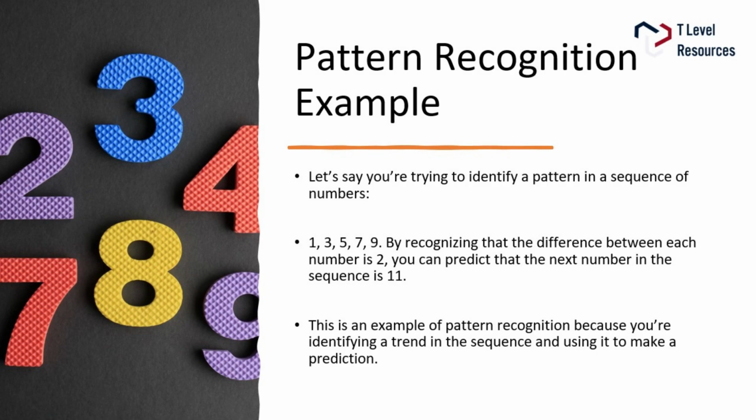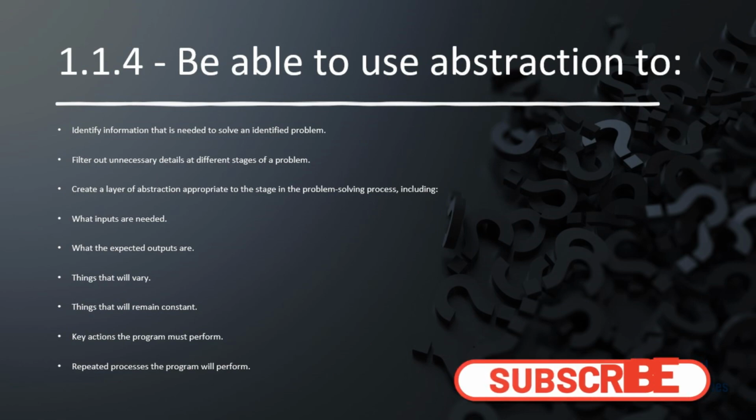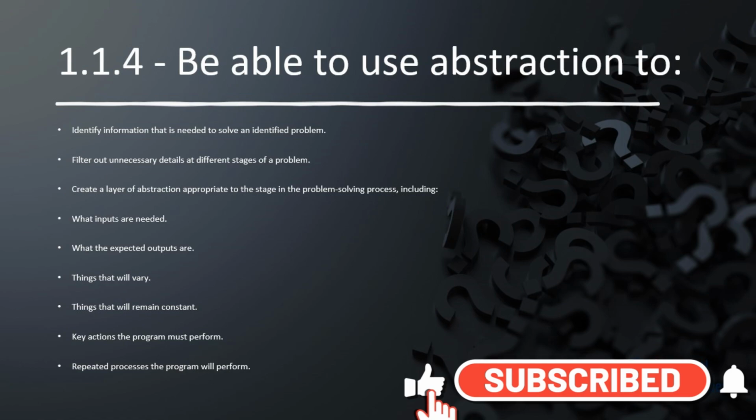Pattern recognition example. Let's say you're trying to identify a pattern in a sequence of numbers. The numbers could be 1, 3, 5, 7, and 9. By recognizing that the difference between each number is 2, you can predict that the next number in the sequence is 11. This is an example of pattern recognition because you're identifying a trend in the sequence and using it to make a prediction.